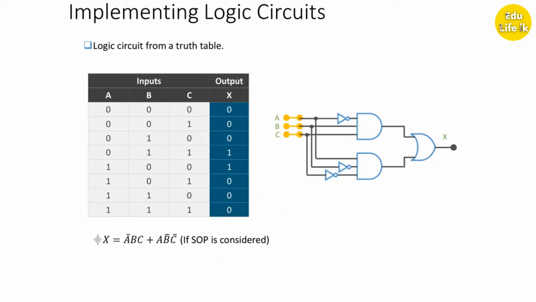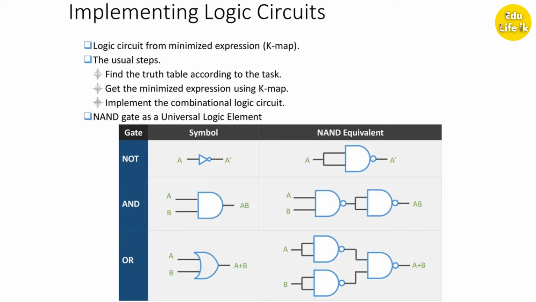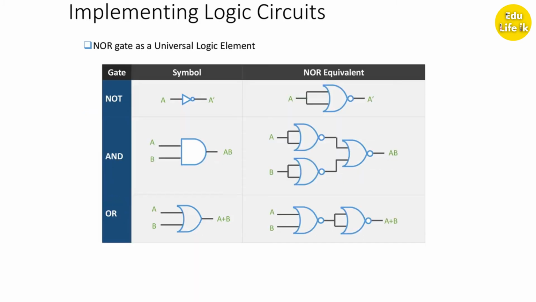This is a logic circuit from a minimized expression K-map. The usual steps: find the truth table according to the task, get the minimized expression using K-map, then implement the combinational logic circuit. NAND gates are universal logic elements. You can see in the table the NOT symbol and NAND equivalent, AND NAND equivalent, and OR NAND equivalent. You can see the NAND gate as a universal logic element, NOT and OR.